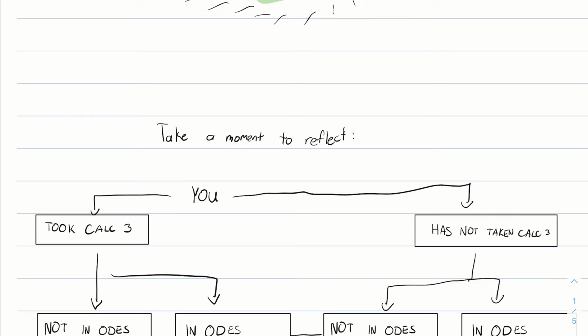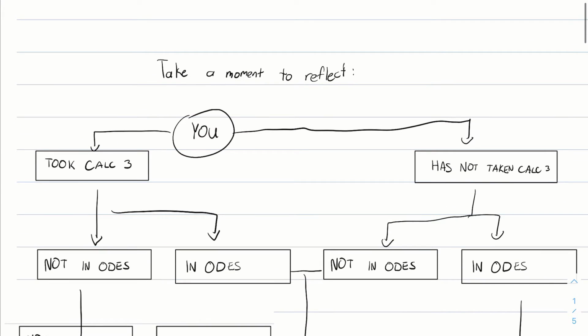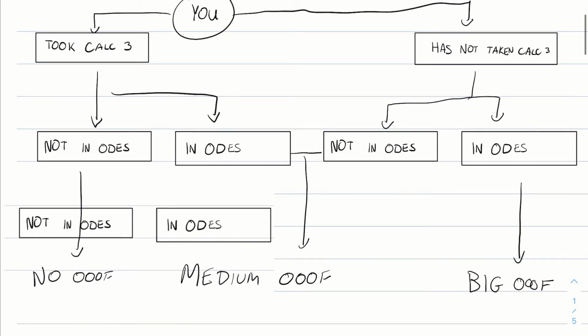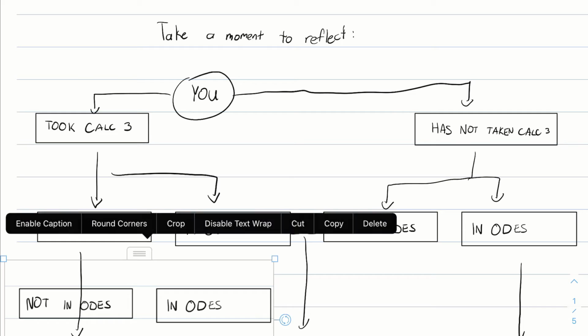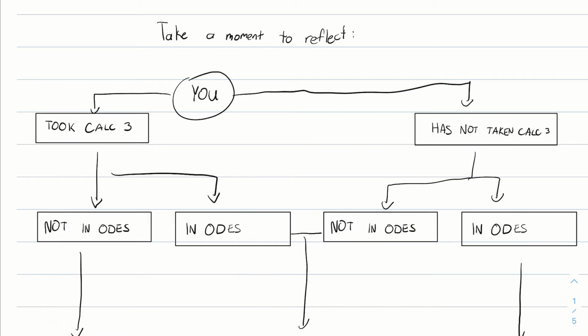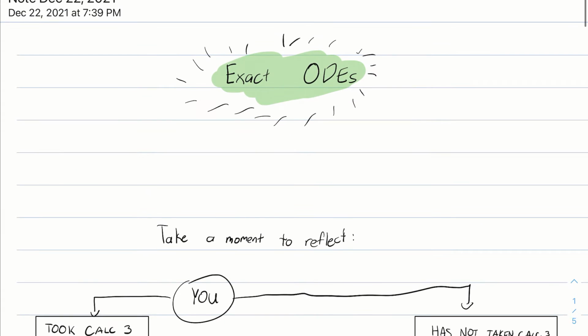So, here's you, and you have two options. You've either taken Calc 3 or you've not taken Calc 3. And then you're either in ODEs or you're... Why is that there? Oh, it's an image. Okay, yep. We're going to pretend that didn't happen.